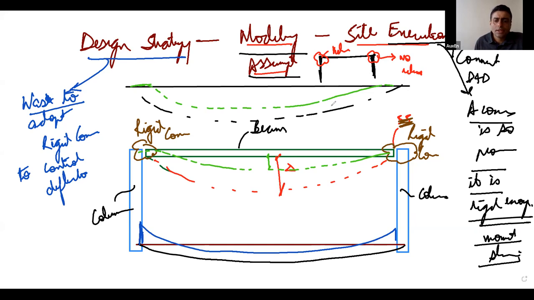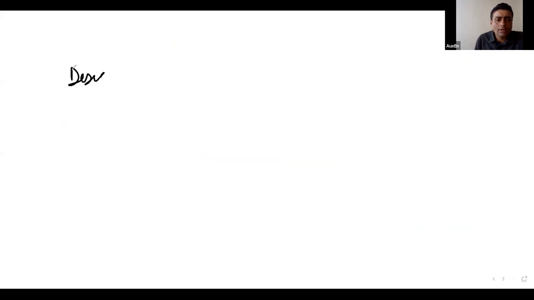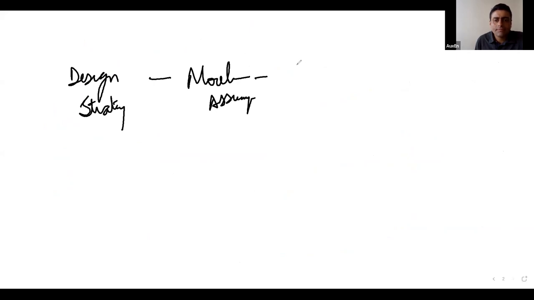Now, where does the problem occur? The problem occurs when you fail to have a sync between these three. So let's say design strategy, modeling assumptions, and site detailing, and I will say connection design and site detailing. So where does the problem occur?